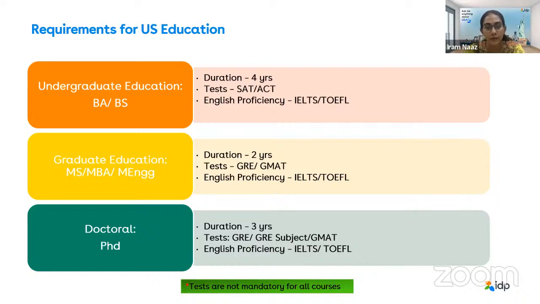And for graduate education, the duration will be 2 years. Tests will be GRE and GMAT. English proficiency will be IELTS, TOEFL, Duolingo, PTE, whatever you want to take. There are going to be universities which are going to accept them. IELTS and TOEFL are widely accepted, whereas Duolingo is 70% accepted.